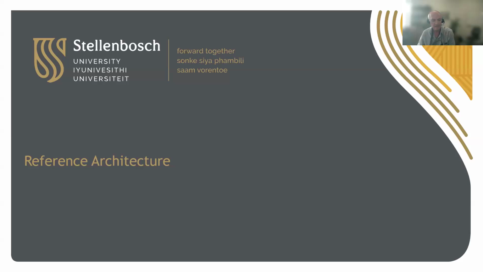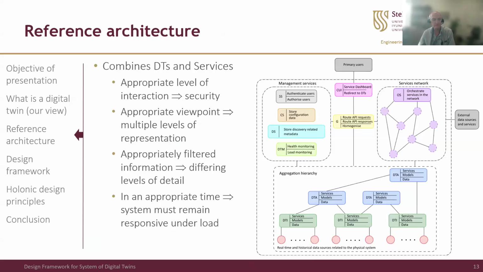Okay, so getting to the actual reference architecture that our design framework is based on. The key thing here is that we combine digital twins and software services. We think it gives you an appropriate level of interaction and security, so you can segment the system more effectively doing it this way. It gives appropriate viewpoints, so we can have different stakeholders with different perspectives, different areas of interest that we can cater for. It can appropriately filter the information as it's required by the different users, and then it must be able to respond to the load as well.